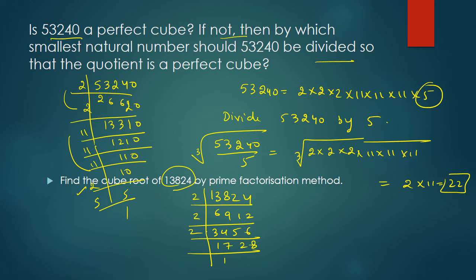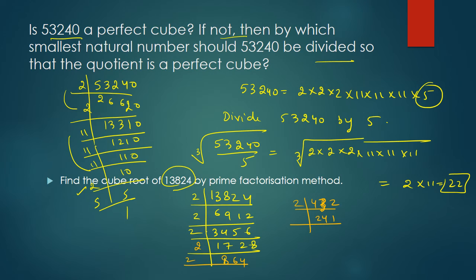A prime number, prime factorization, right? So 2 8s are 16, 2 6s are 12, 2 4s are 8, 2 4s are 8, 2 8s are 16, 2 2s are 4, 2 2s are 4, 2 4s are 8, 2 1s are 2, right? 2 4s are 8, 2 3s are 6.